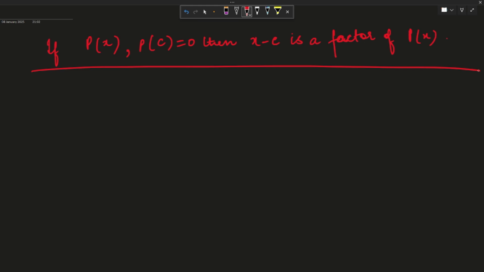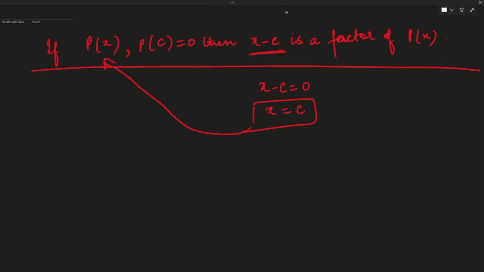For any polynomial p(x), suppose you have to check whether x minus c is a factor of p(x) or not. You set x minus c equals 0, find the value of x from here, and put it in the polynomial. If the polynomial's value at this point is 0, then x minus c is a factor of p(x). This is how the factor theorem works, and the vice versa is also true.